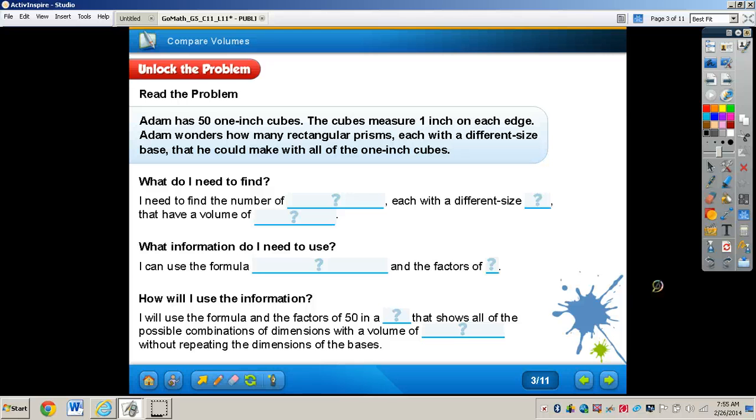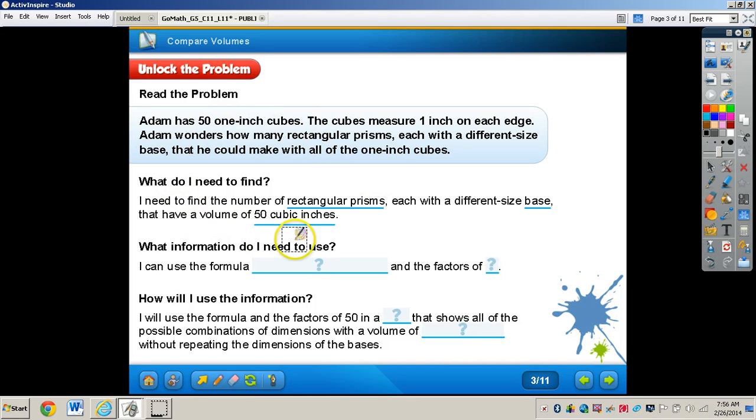Now, follow along with me as I go through this. There are 3 questions we always ask ourselves right from the very beginning. What do I need to find? What information do I need to use? And also, how will I use the information in order to solve the problem? So first of all, what do I need to find? I need to find the number of rectangular prisms, each with a different size base, that have the volume of 50 cubic inches. Basically, we're rethinking the question that is asked and really focusing in on that and not getting distracted with any extra information that the problem may be giving us.